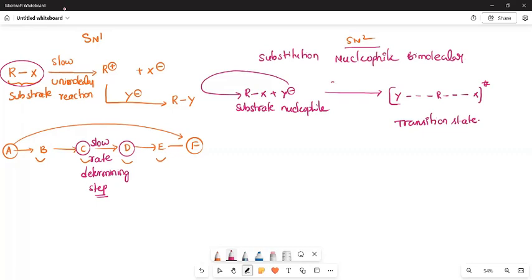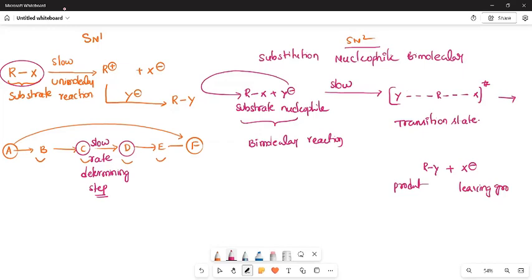So this is the slow step. Only one step is there, that is the slow step. In that slow step, how many molecules are involved? 2 molecules are involved. That is the reason why this is a bimolecular reaction. So therefore, the final products will be RY plus X minus. So this is the product and this is the leaving group. Okay? So this is what the molecularity of the reaction means in organic chemistry.